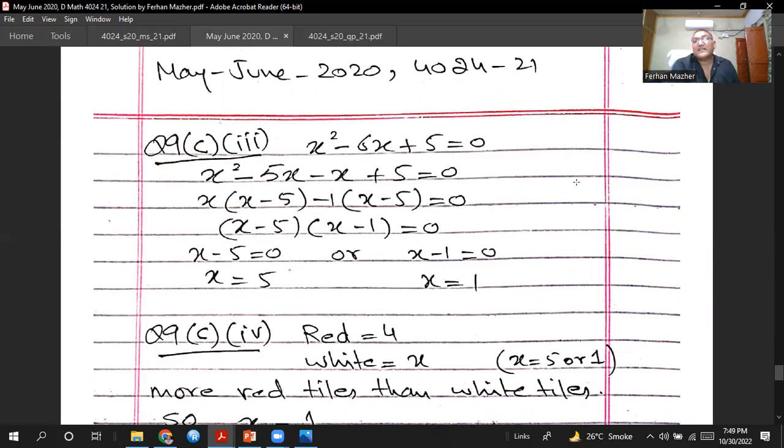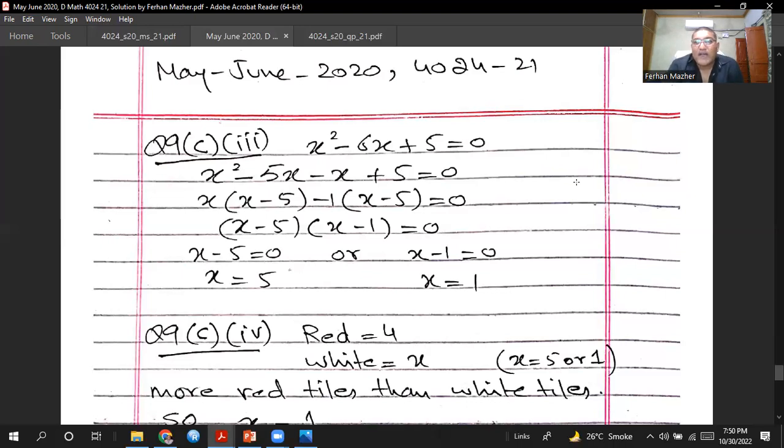So put a bracket there, and in the bracket, minus 1 will be out, and the bracket x minus 5 bracket close equals 0. Now, from both the terms, the bracket x minus 5 can be common. From the first term, you will have x in the second bracket, and from the second term, you will have minus 1 in the second bracket.